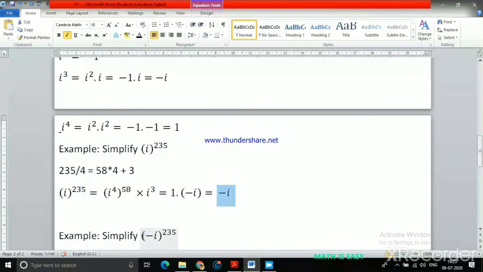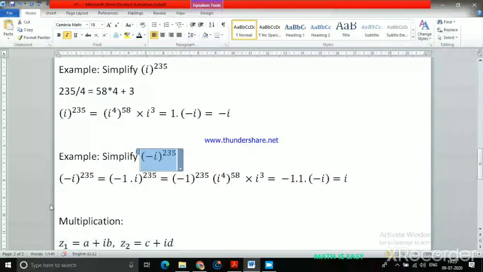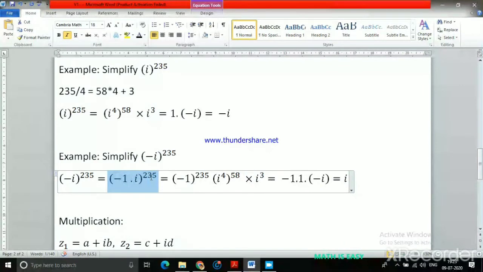Now if you have the negative value, minus i whole to the power 235, you can write this as minus 1 into i, whole to the power 235. Then you can use the identity again: (A into B) whole to the power m equals A to the power m into B to the power m. So that's what I used here, A power m into B power m.